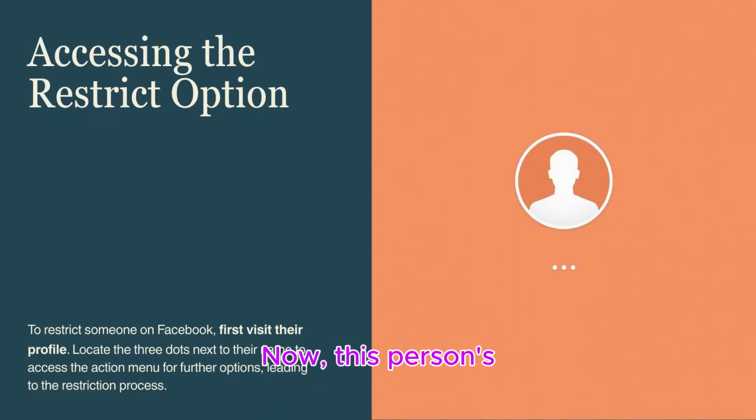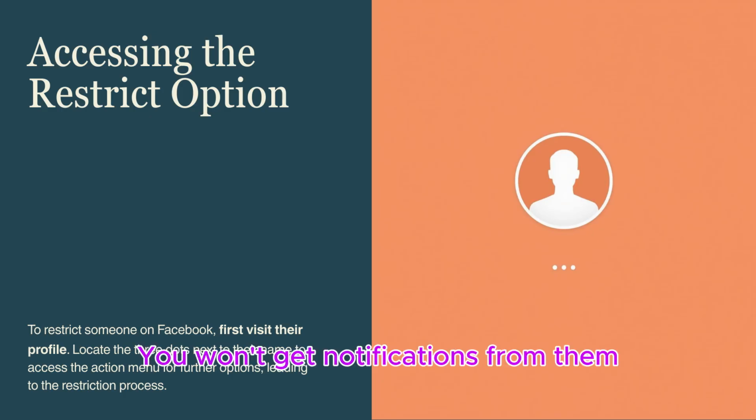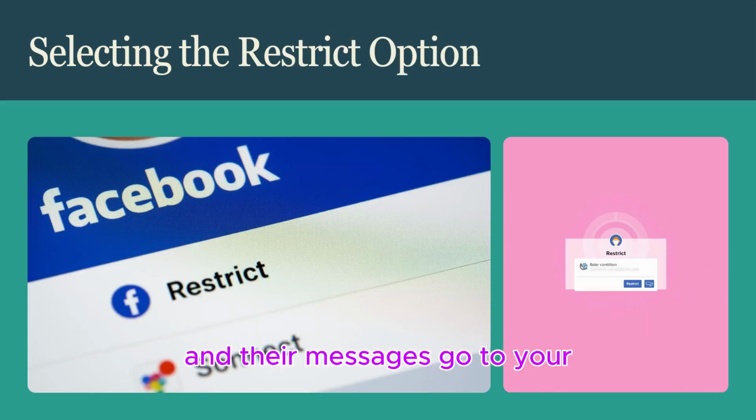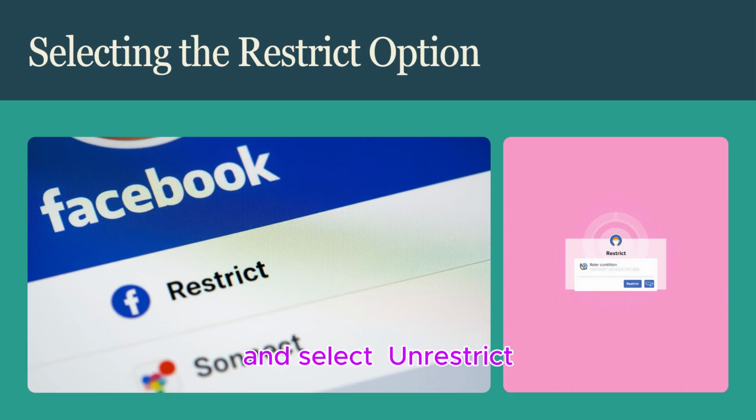Now this person's comments on your public posts will only be visible to them. You won't get notifications from them, and their messages go to your message requests. To unrestrict, go back to their profile, tap the three dots, and select Unrestrict.